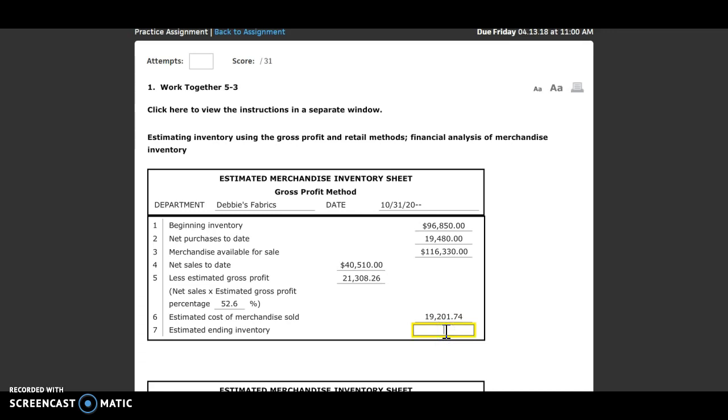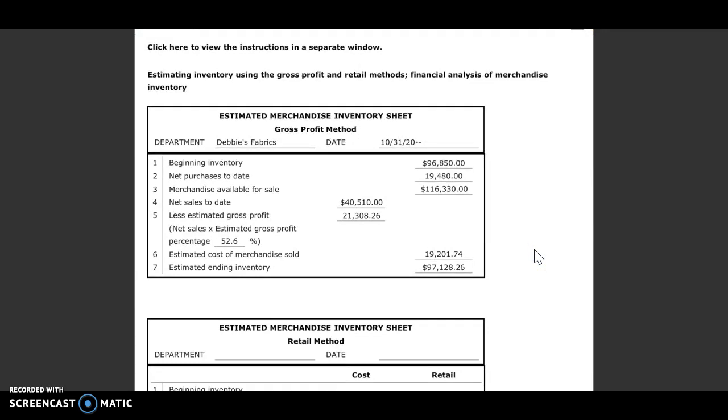And then to get our estimated ending inventory, we're going to take our merchandise available for sale minus our estimated cost of merchandise sold. So that should give us 97,128.26. Okay, that was step one. So we're going to go on to step two.